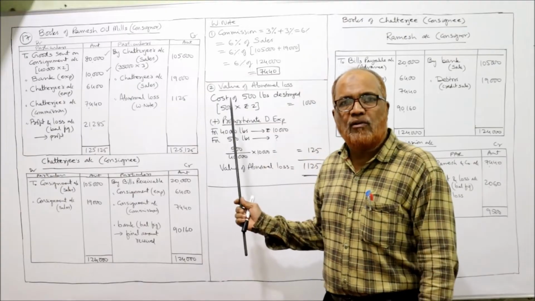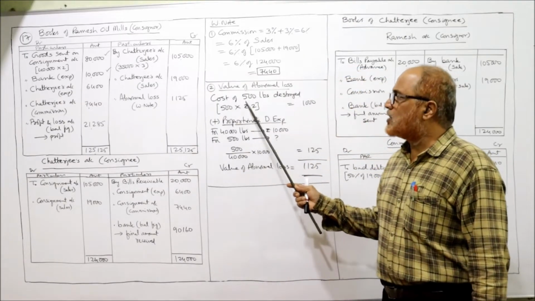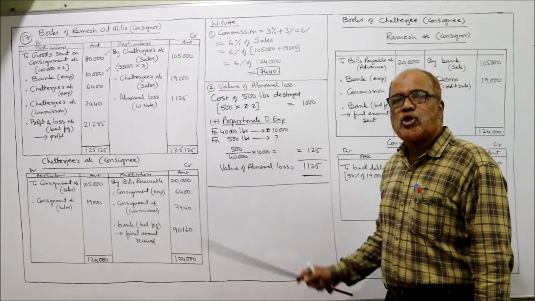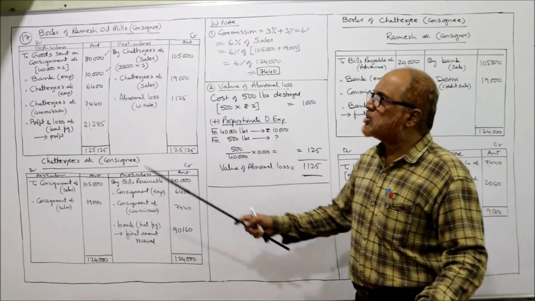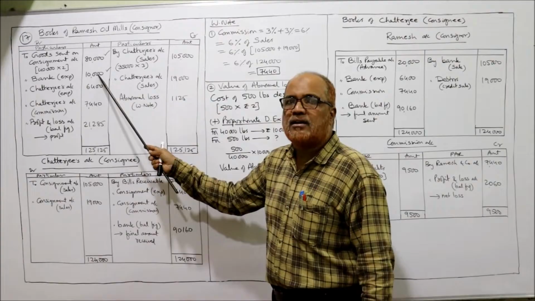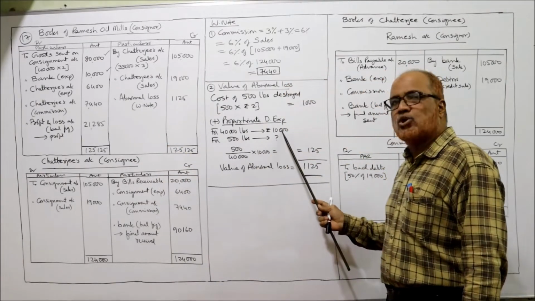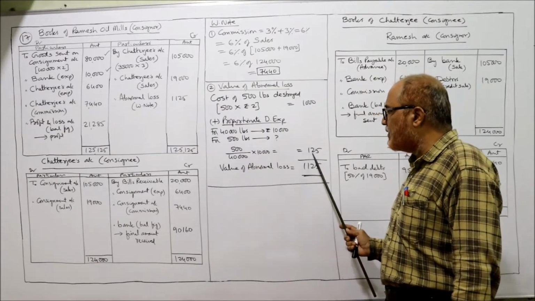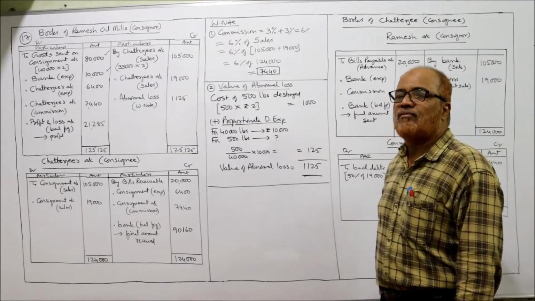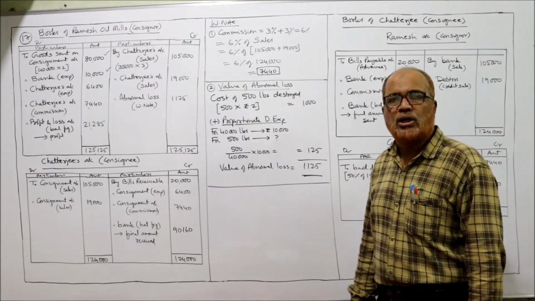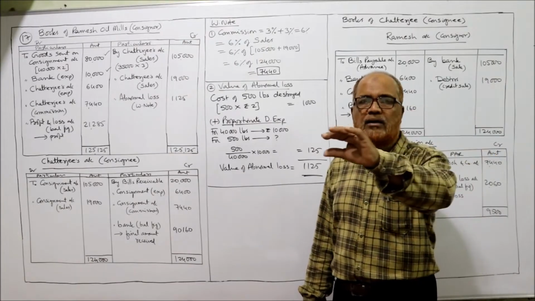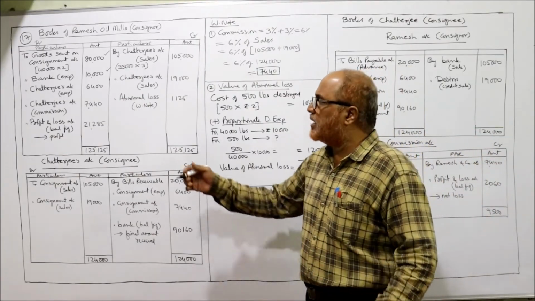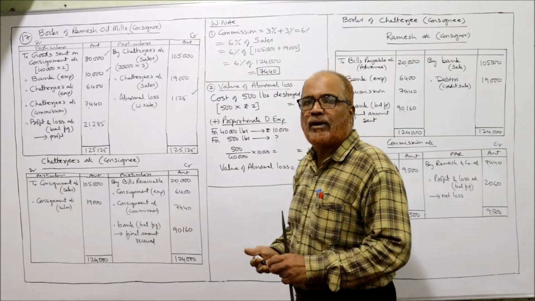That is abnormal loss. Now we'll calculate the value of the abnormal loss. Cost of 500 lbs destroyed: 500 into 2 rupees cost per unit, so 1,000. Proportionate direct expenses: on 40,000 pounds, the direct expense incurred is 10,000. For 500 pounds, 500 by 40,000 into 10,000, 125. So add up, 1,125 is the value of abnormal loss. The entry will be abnormal loss account debit to consignment. So the consignment account is credited by abnormal loss, 1,125.